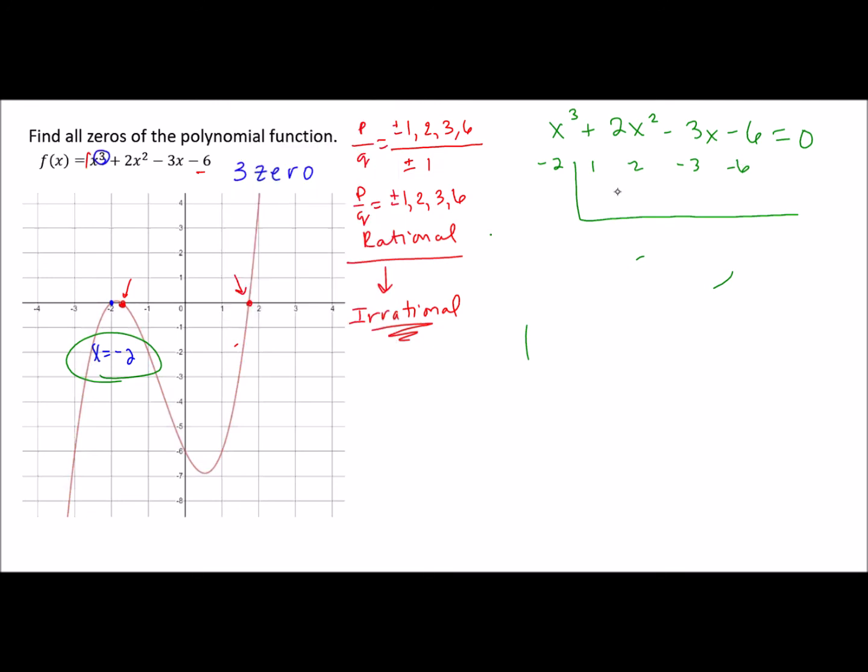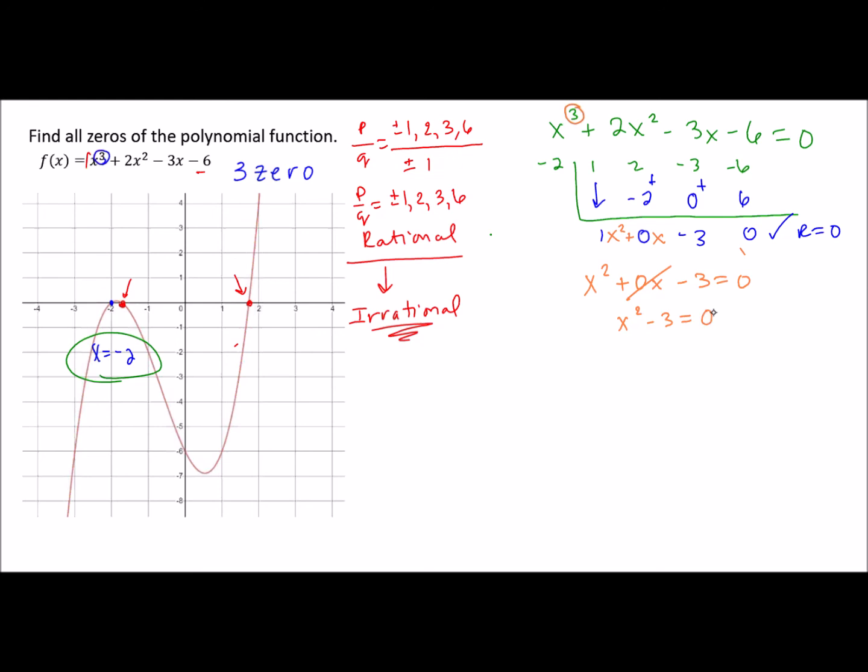Okay, following the process, bring the first one down, multiply, add, multiply, add, multiply, add. Woohoo, my remainder equals 0. All right, now we're going to put the x's back in. This started at x cubed, so now I'm down to x squared, x, and the constant. It's quadratic, so I'm going to stop right there, and I'm just going to solve this equation. I don't need the 0x. It doesn't have any meaning.